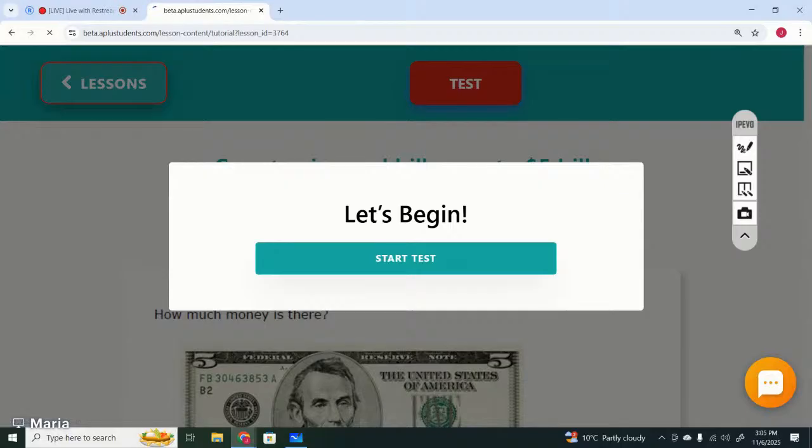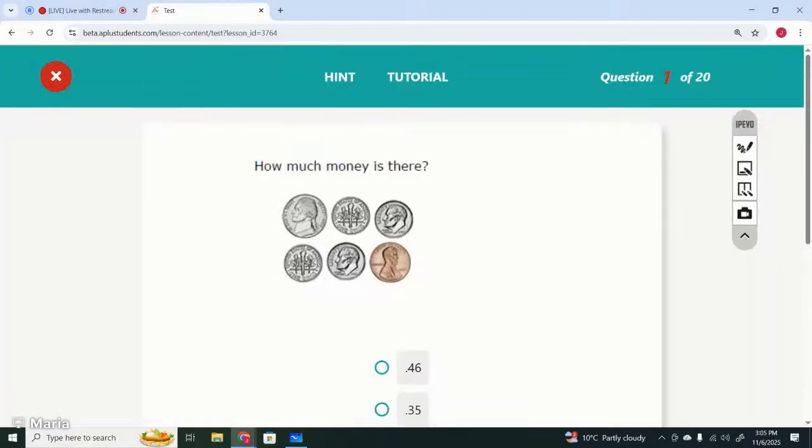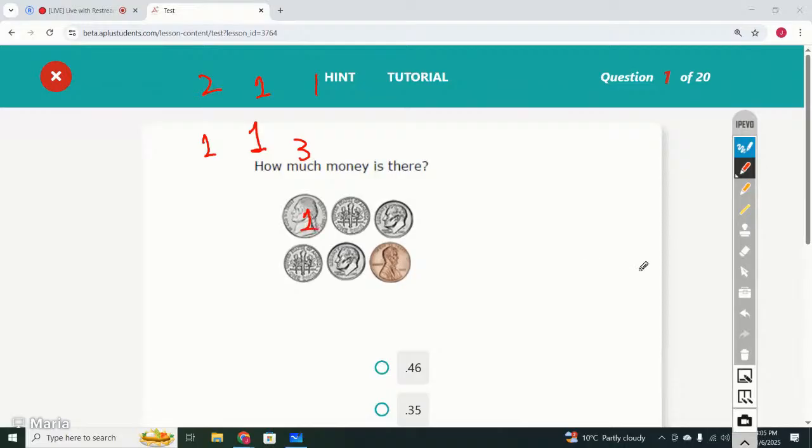Let's just start with the test questions. Okay, how much money is there? So we need to count the money, right? So start with the nickel. We have one nickel, so we can count the nickel by 0.25. So that is $0.25 for this nickel, right?